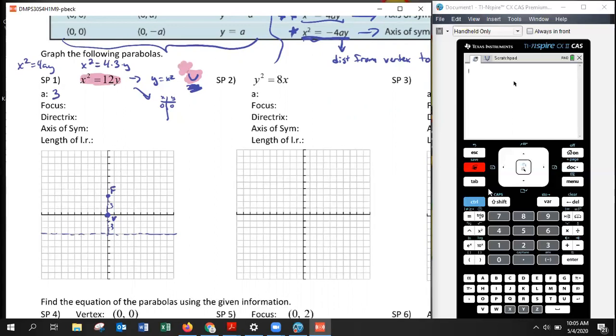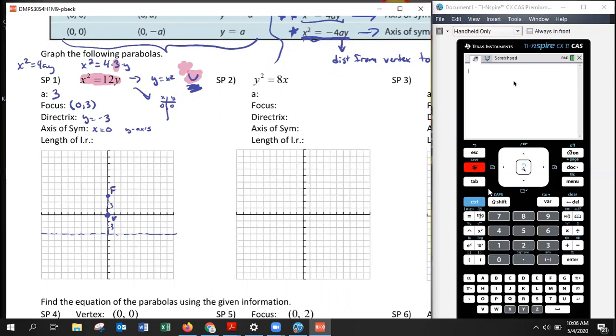And then from that, I'm going to find that a value of 3 so that I can create the focus and the directrix. So the equation of the directrix is y equals negative 3. The focus point is (0, 3). The axis of symmetry, if you followed the table, you would see is the y-axis. I prefer to give it the equation name. Let's go ahead and write y-axis.